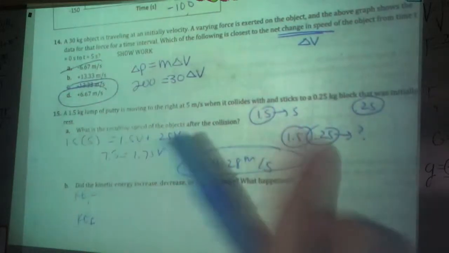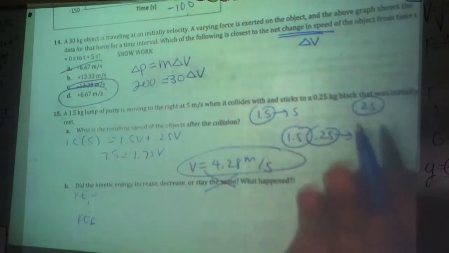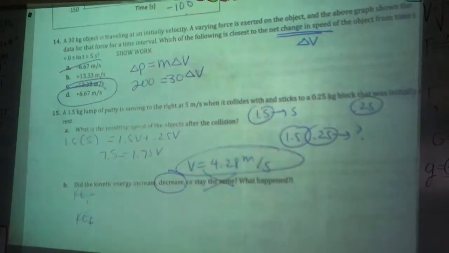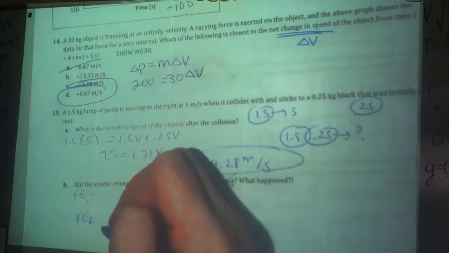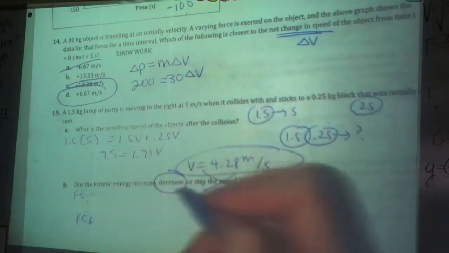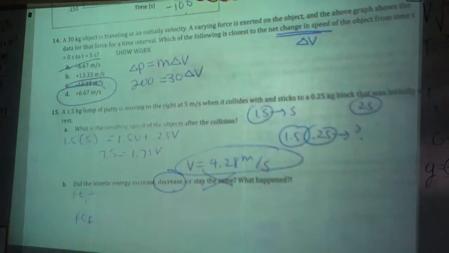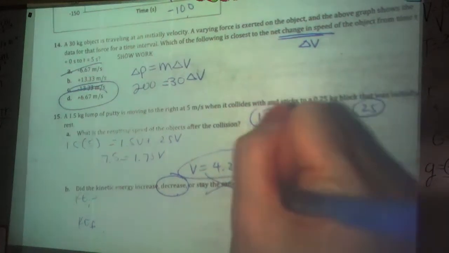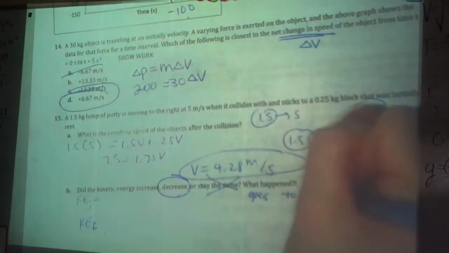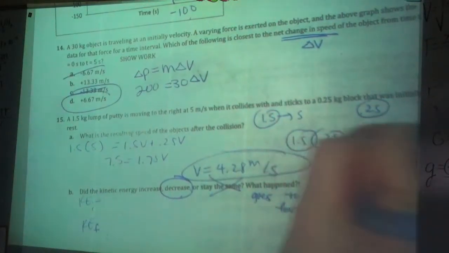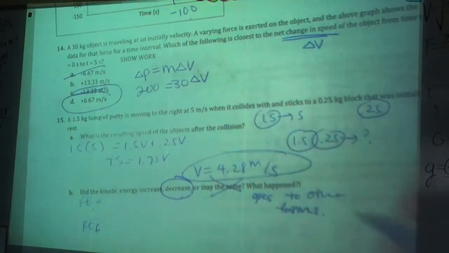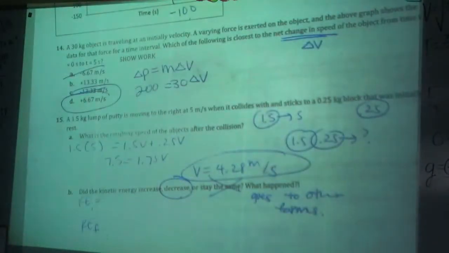It's not gaining kinetic energy, it's losing kinetic energy, so without actually calculating the final and initial kinetic energy, we know that it's decreasing because that's what happens in an inelastic collision. Now, what happens to that energy? It goes to other forms. Sometimes it goes into internal energy in the object, because the object itself gets crushed. Sound, heat, etc.